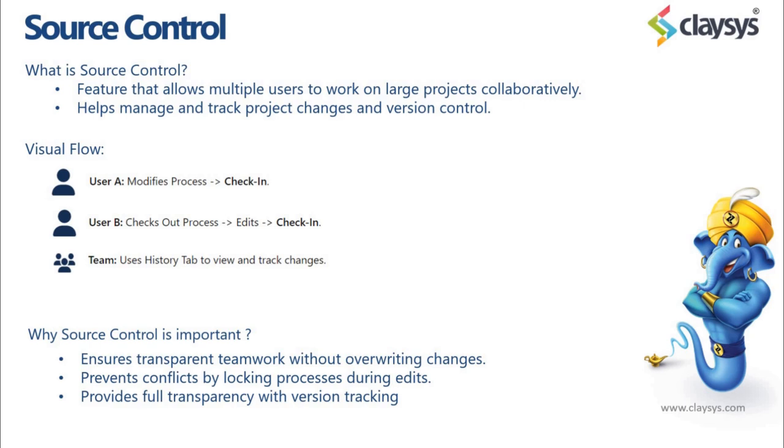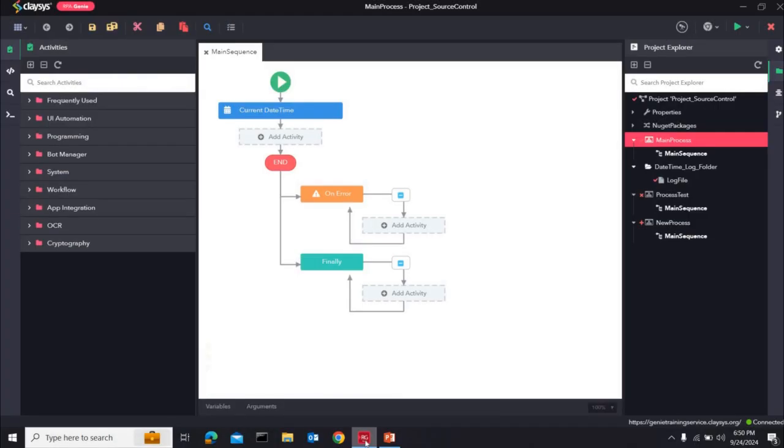Checking in the process is crucial. It prevents conflicting changes and ensures that the modifications that the user has made will be reflected in the source control panel as a history. Now let us switch to the RPA Genie Studio to understand this in a better way.